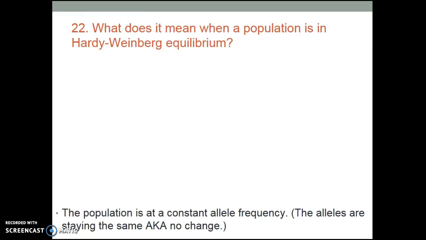What does it mean when a population is in Hardy-Weinberg equilibrium? It means the population is at a constant allele frequency. No change is happening.